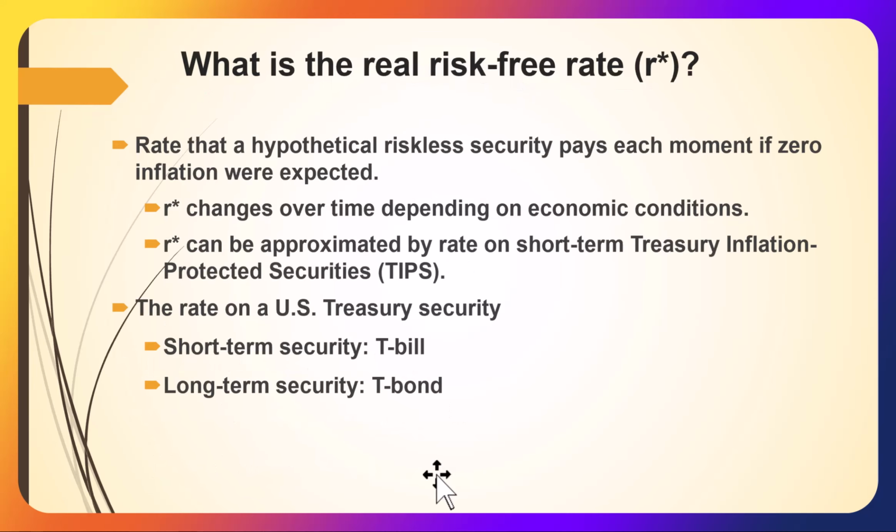So let's look at just one component of this, which is the real risk-free rate. This is the hypothetical riskless security that pays each moment if zero inflation were expected. The r-star here, the real risk-free rate, changes over time depending on economic conditions. We can approximate this by using short-term Treasury inflation protected securities, called TIPS. The rates on United States Treasuries are typically used as a proxy. If you have a short-term investment, you might want to use a T-bill as your risk-free rate. For a long-term security, you might want to use a Treasury bond.